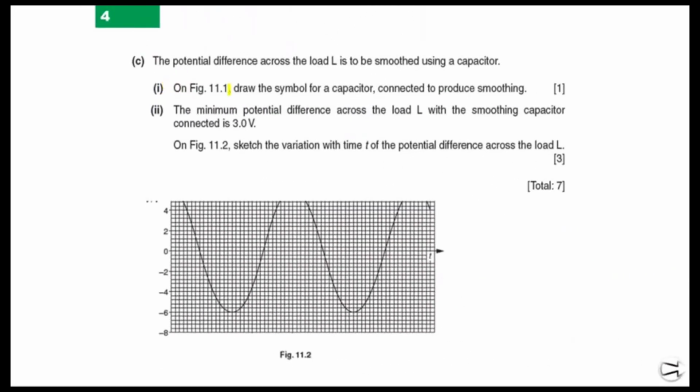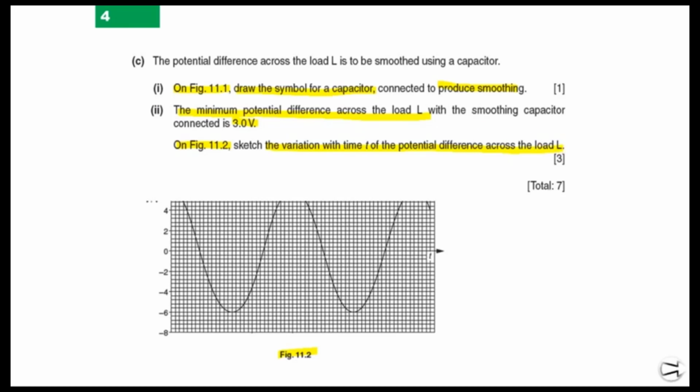For part C, we simply need to sketch on figure 11.1. For C1, we just need to draw the symbol for a capacitor to produce smoothing. For C2, the minimum potential difference across the load L with the smoothing capacitor is 3 volts. And again on figure 11.2, we need to sketch the variation with time t of the potential difference across the load L. So it means we have to sketch two times.